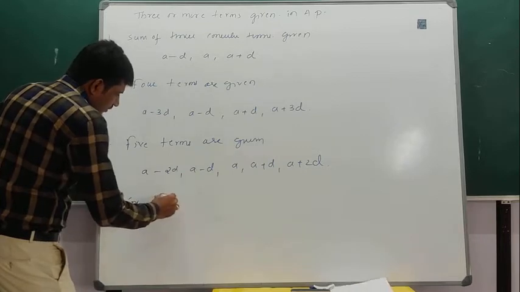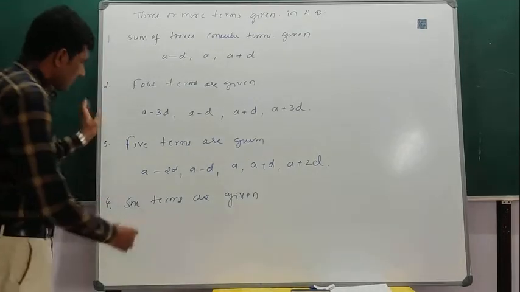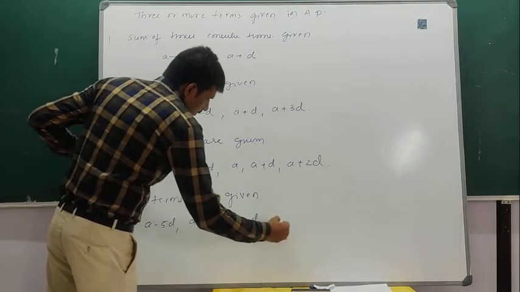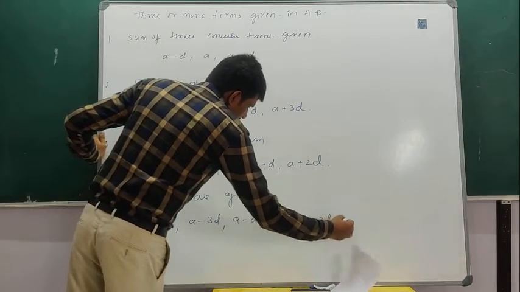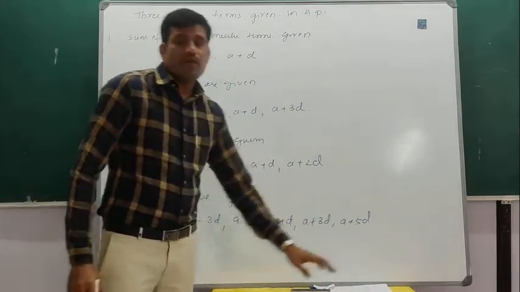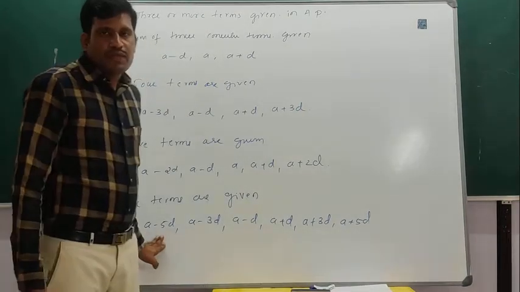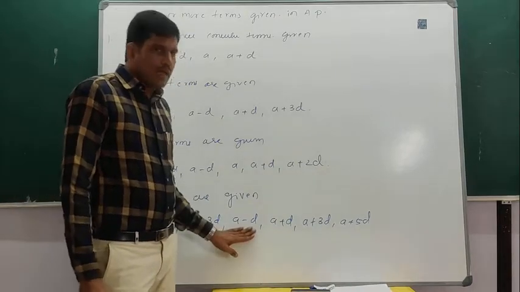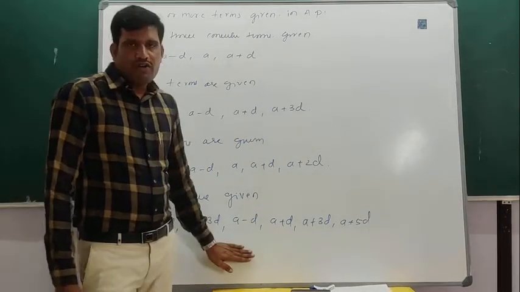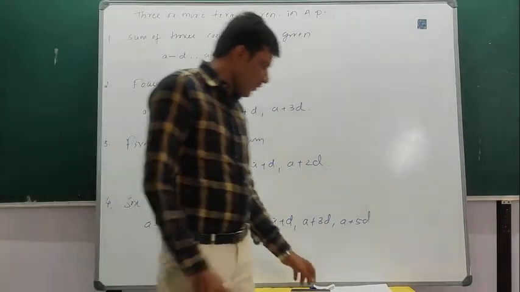When 6 terms are given, we take the numbers as a minus 5d, a minus 3d, a minus d, a plus d, a plus 3d and a plus 5d. So we have 6 numbers: 1, 2, 3, 4, 5, 6. When 6 consecutive terms of AP are given, these are the 6 numbers we take. There is some advantage of taking the numbers in this form. So what is that advantage?